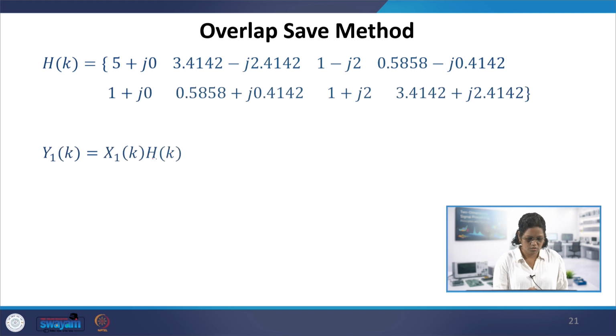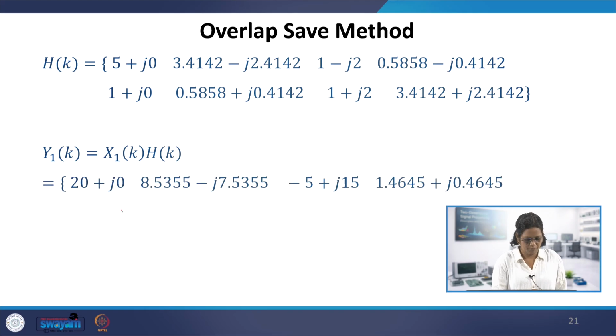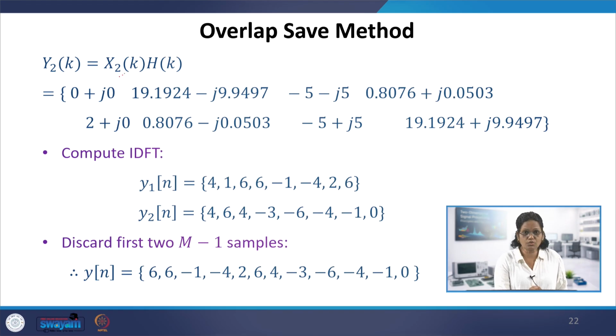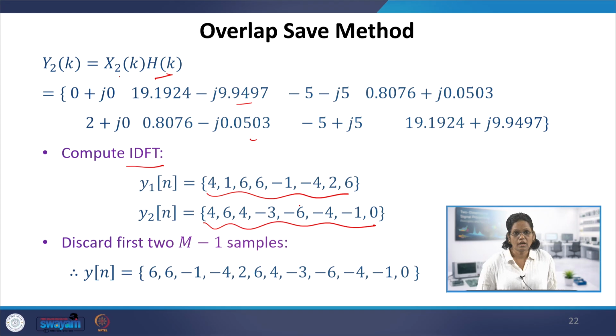Now multiplying X1 and H as we did in the overlap method, we get Y1[k]. This DFT is different from the Y1[k] which we obtained in the previous case. Similarly, multiplying X2[k] and H[k] we get complex values again. For Y1 and Y2 we have to get the convolved sequence, so after multiplication we do the inverse DFT and get the sequence 4 1 6 6, and the Y2 one is this. Now how are we going to append it?